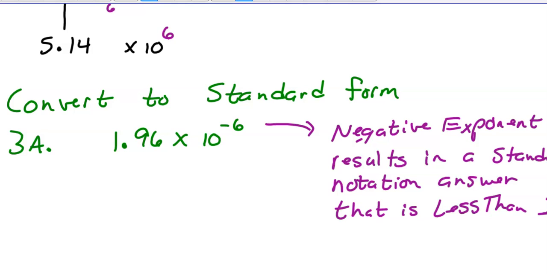So if you have 1.96 times 10 to the negative 6, you're still going to move this number 6 places, but instead of moving it to the right side, now you have to move it to the left side. So if you start with your same number that you have here with 1.96, now you're going to move it 6 times, but you're going to move it 6 times to the left. So it's 1, 2, 3, 4, 5, 6. And again, you go back and put zeros in the spot.